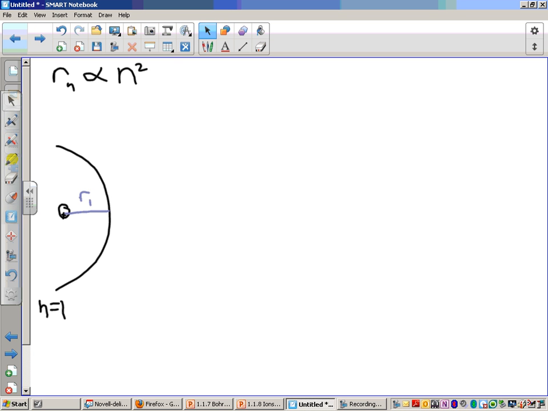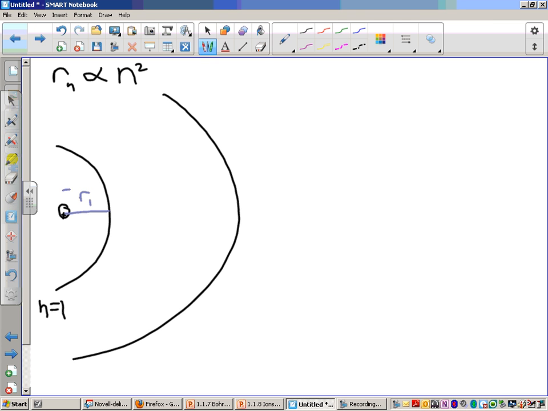4 times. Because the orbit number is 2, and it's related to the square of the orbit number, which means the second orbit is not right there, but it's actually, that's 2, 3, 4. It's actually out here, and it is 4 times the distance. R2 is equal to 4 times the first one, because it's related to the square.